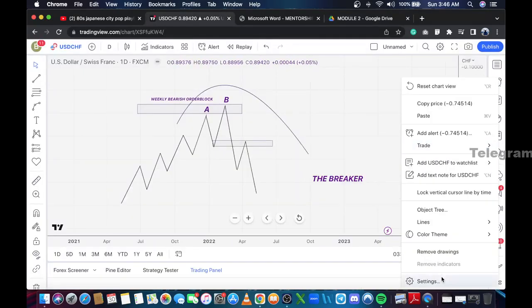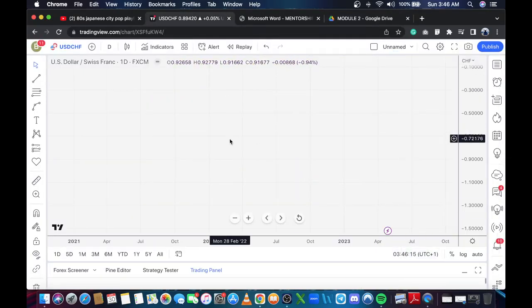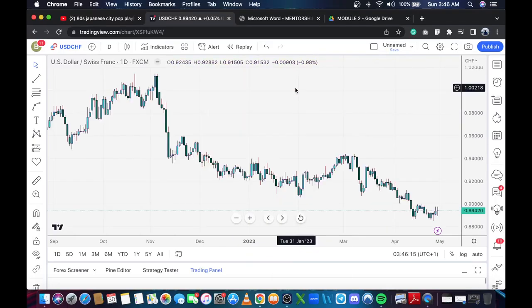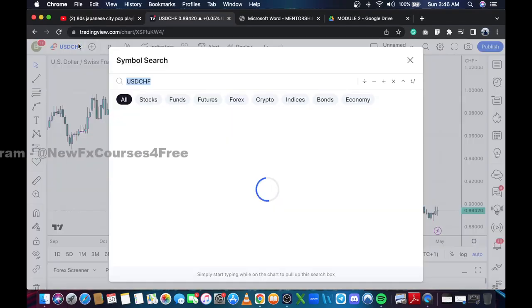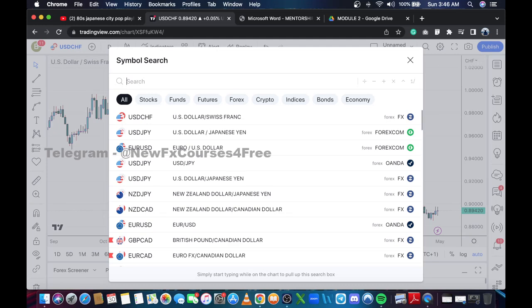what we're talking about, again, we're going to use USDJPY from the previous example. I think I'm going to stick with USDJPY for the next couple of lessons.